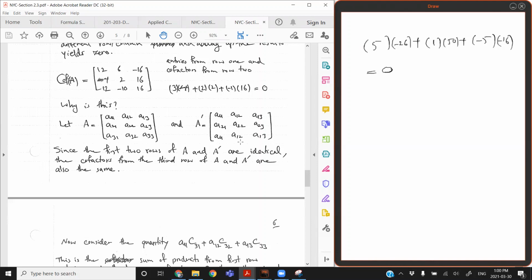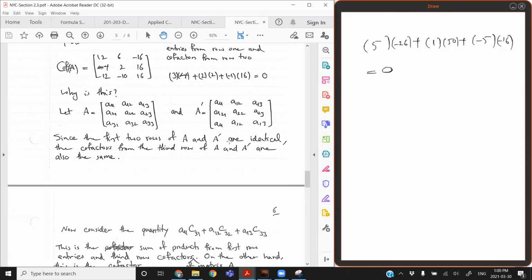So the last row is A11, A12, A13. And because of the way A prime has been defined, you would agree that the determinant of A prime is 0 because it has two identical rows. Now, the other thing that will happen is that since A and A prime have the same first and second rows, the cofactors for the position 3, 1 from matrix A would be the same as the cofactors for the same position of matrix A prime.